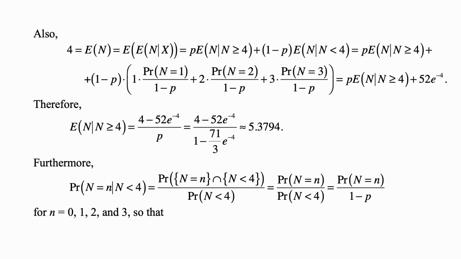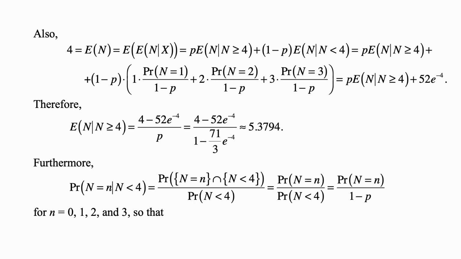simplified to p times E, the expected value of n given that n is greater than or equal to 4, plus 52 times e to the minus 4. So from this we can actually figure out what the expected value of n given that n is greater than or equal to 4 is. It's equal to 4 minus 52 e to the minus 4 over p. And p is 1 minus 71 over 3 e to the minus 4, so we plug that in, and we calculate it, and it's approximately 5.3794.